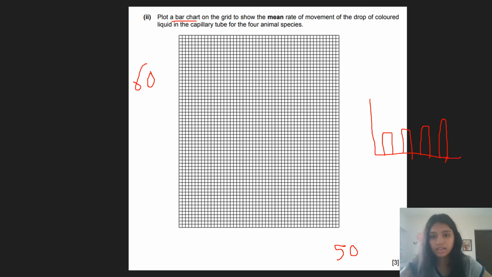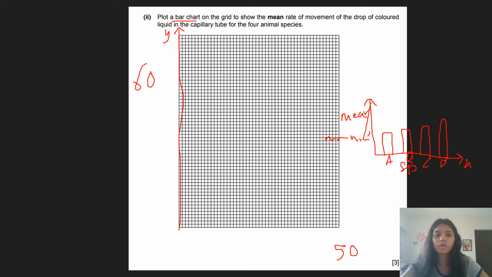Now, one thing to remember is when you start your graph, you draw the x-axis and label it x, draw the y-axis as a full line and label it y, right down to the bottom. And over here on the y-axis, you will label mean rate of movement, then you make a slash and you write the units, which is millimeters per minute. And on your x-axis, you will write species of animals, and then you label each bar A, B, C, and D. Now, what's important is that there's always space between the bars of a bar chart, and the width of each bar has to be equal.